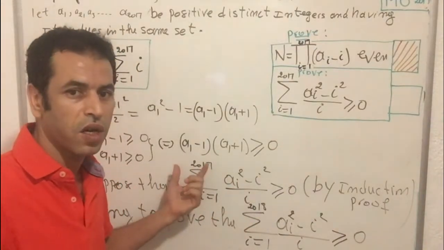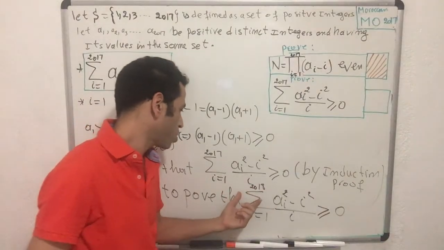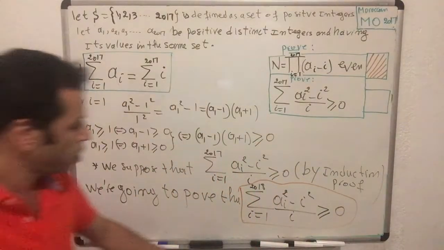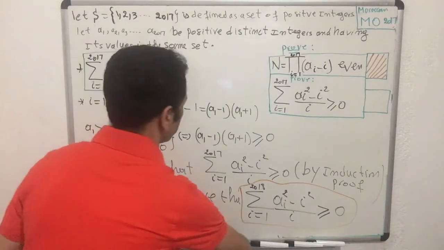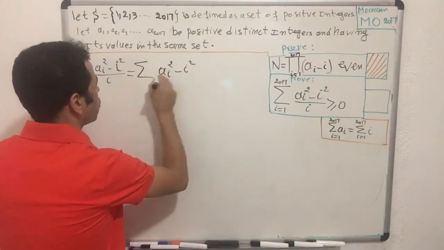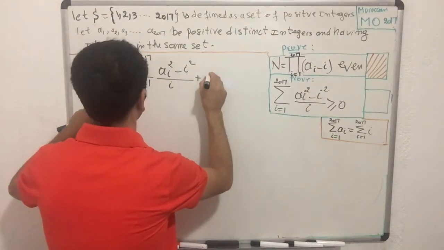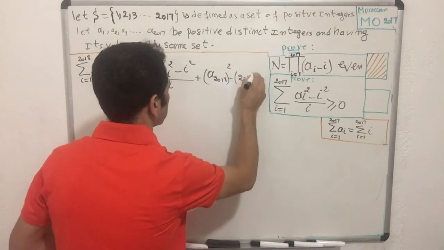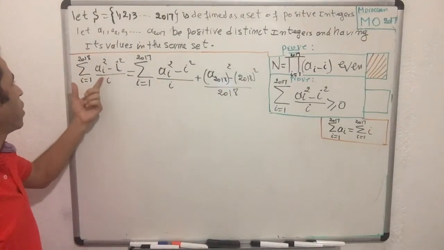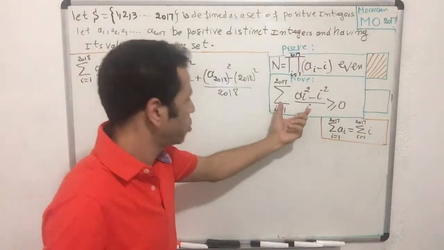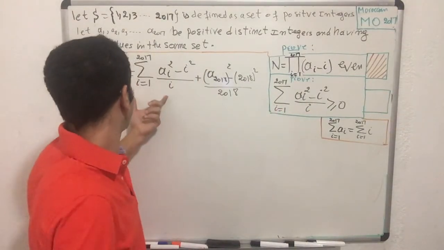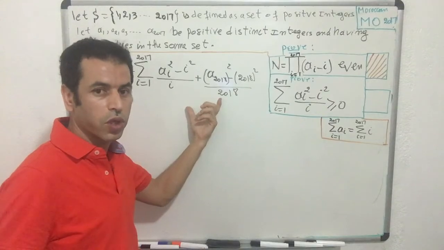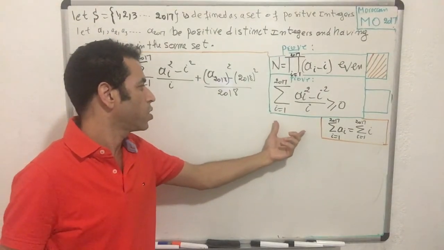So 2017 is the last number, so that means n plus 1 is 2018. I'm going to prove this one. If I prove this one, that means my job is done. Let's move on to prove this one now. This one plus another term, because just plugging 2018 into this one is giving you this one. Once I prove this one is superior or equal to 0, that means my statement is true.